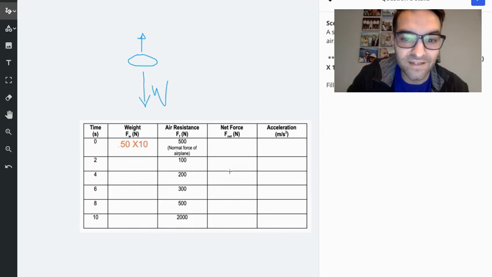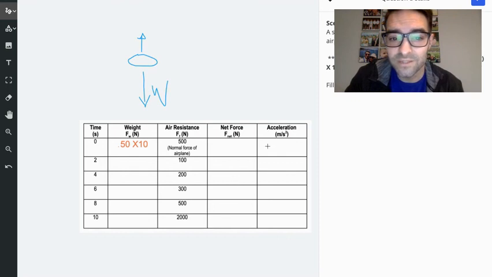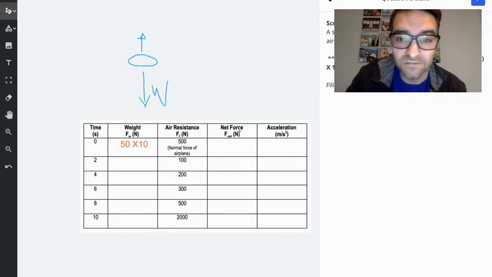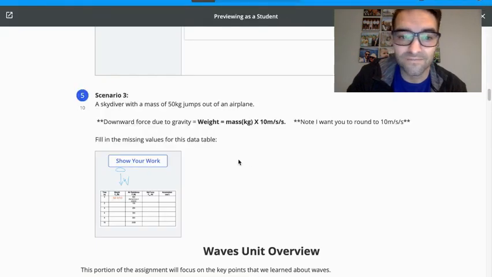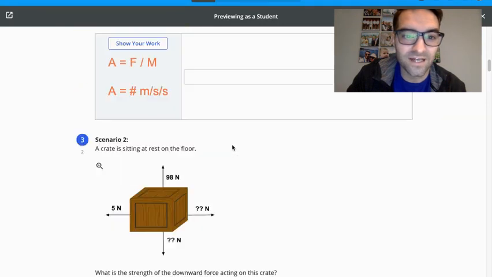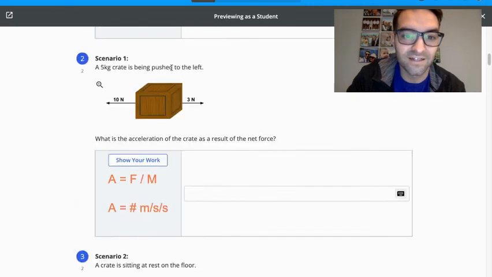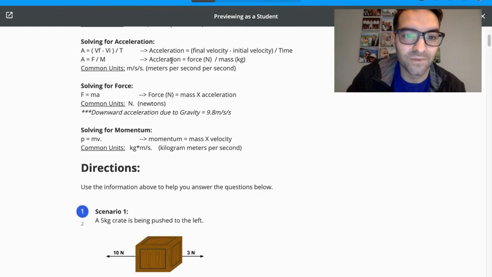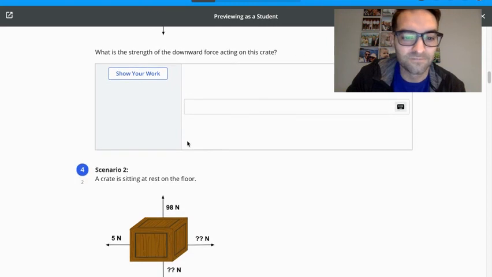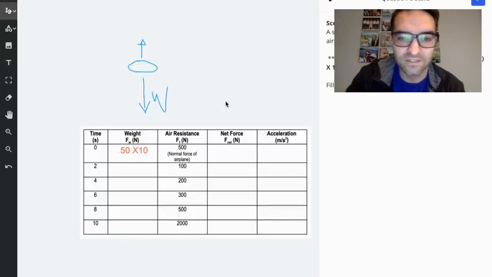So can you tell me the net force? And if you can tell me the net force, we should be able to find the acceleration, because now we know the net force and we know the mass. So if I know the force and the mass, I can calculate the acceleration. We did that here, and I got that from right up here. Acceleration equals force divided by mass. So I'll just type that in here for us.